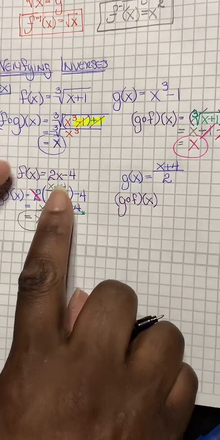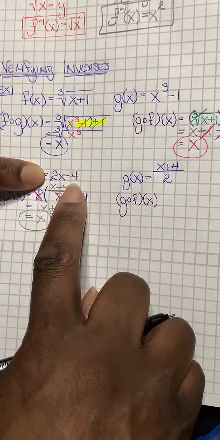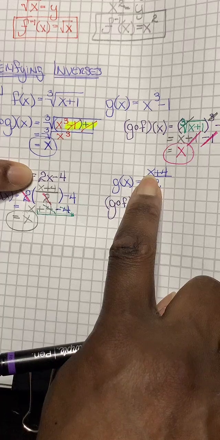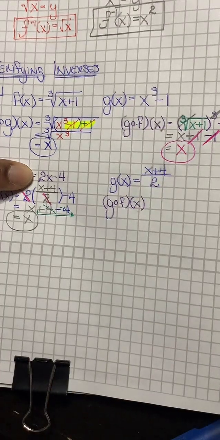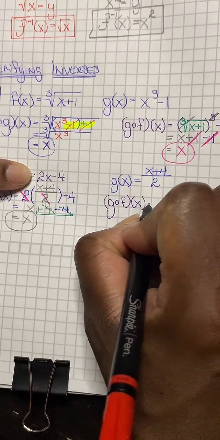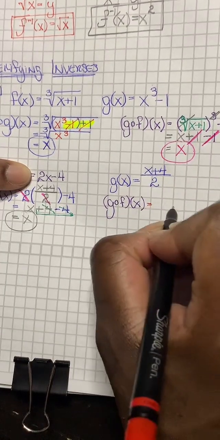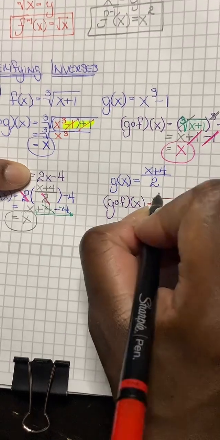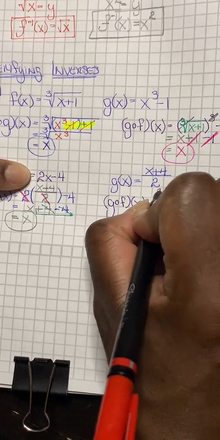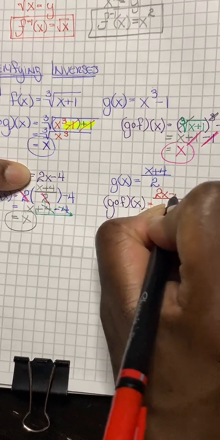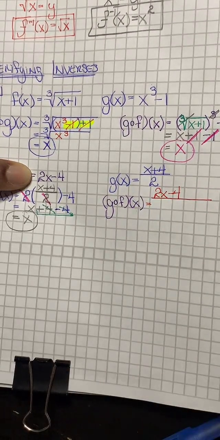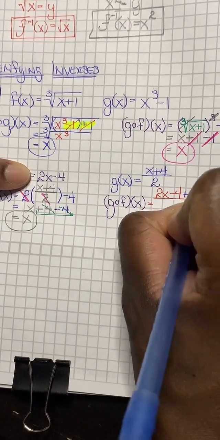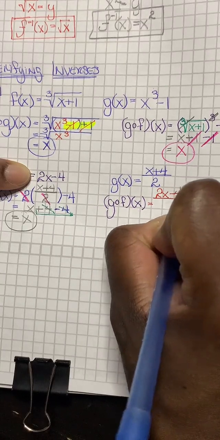That means I'm taking this expression in the f function and I'm going to substitute it for x in the g function. All right. So that means I have my 2x minus 4 going in for the x. Then I have my plus 4, and it's over 2.